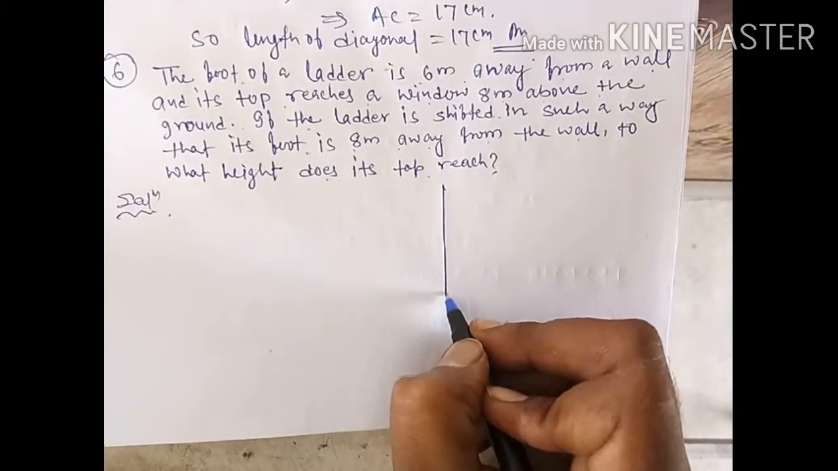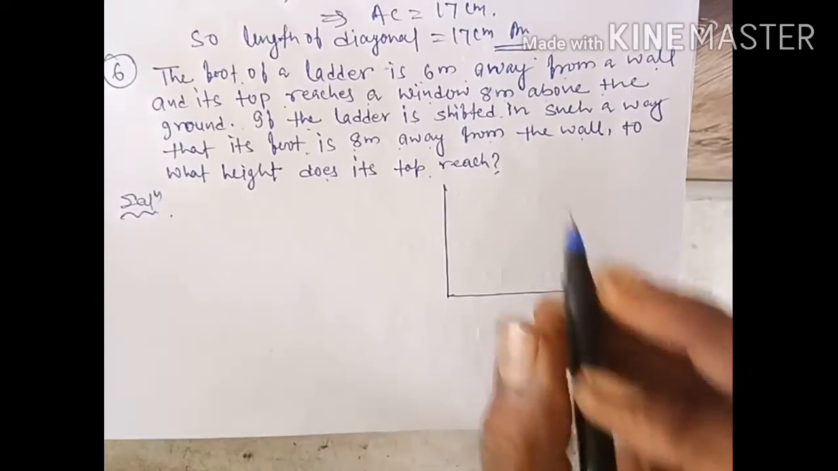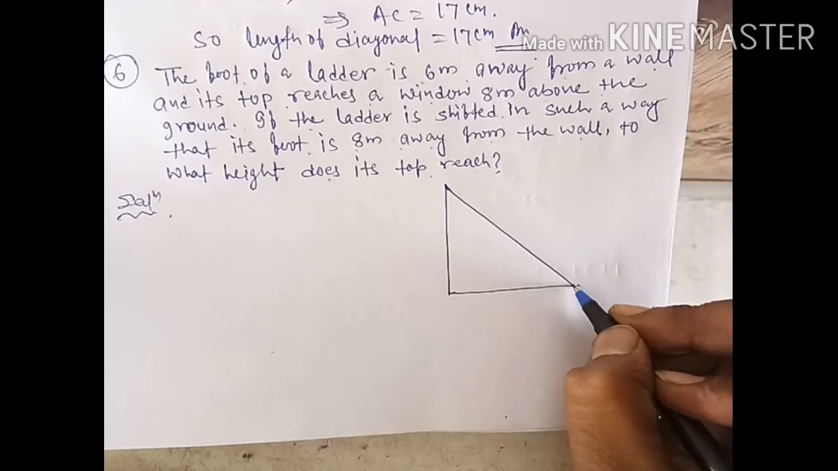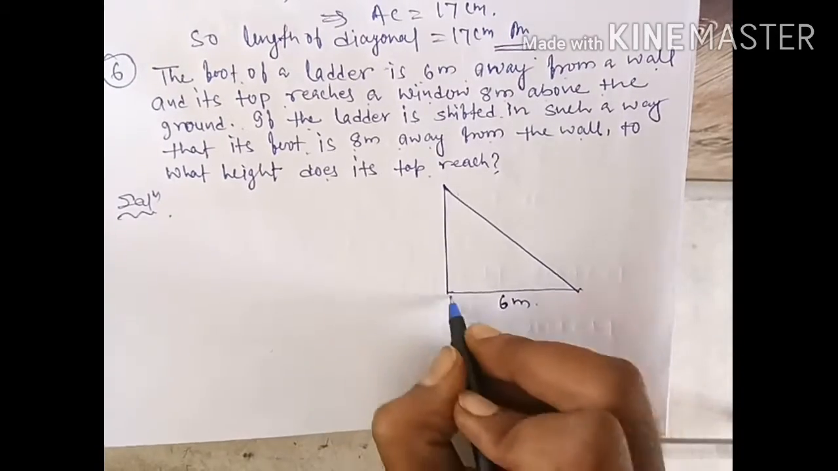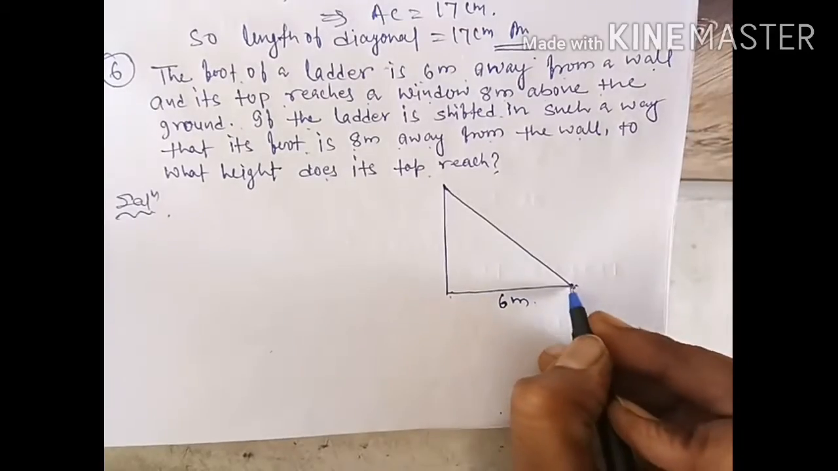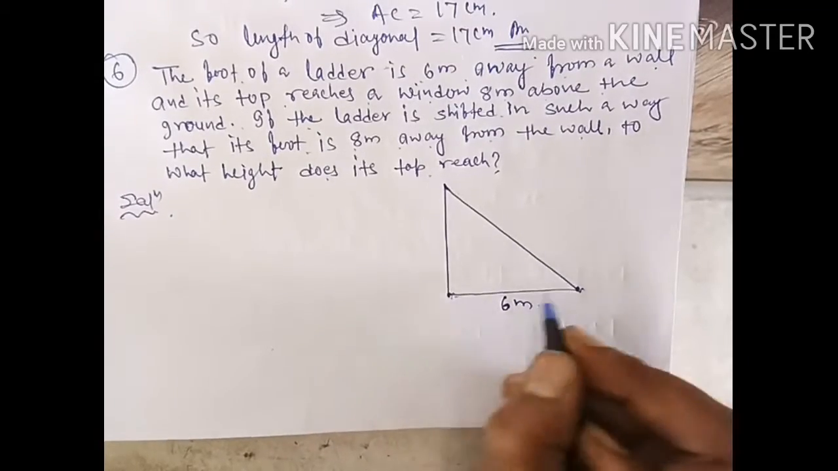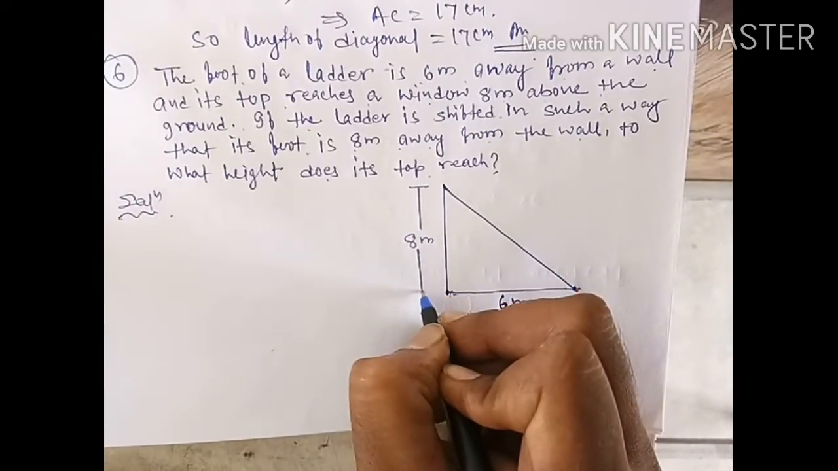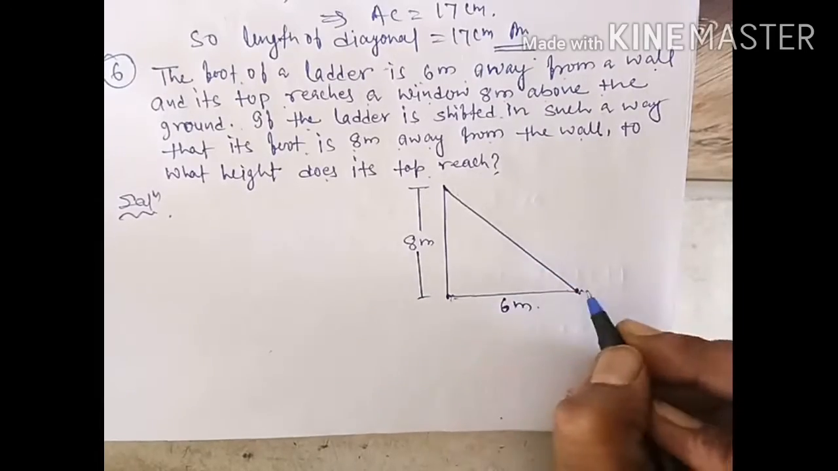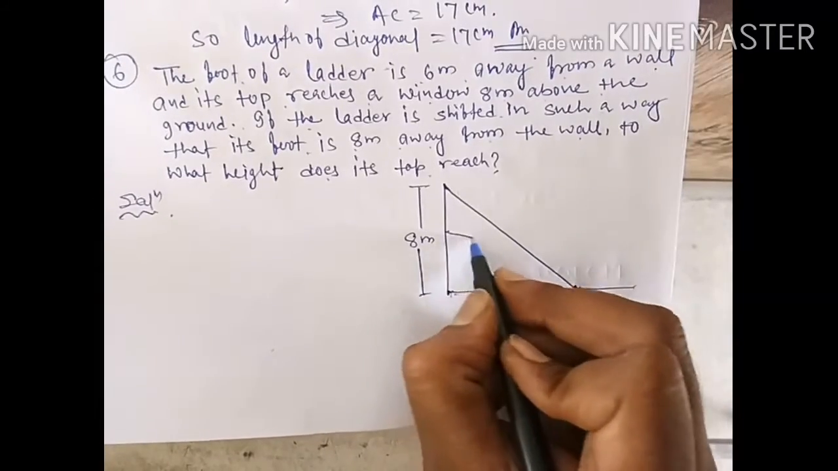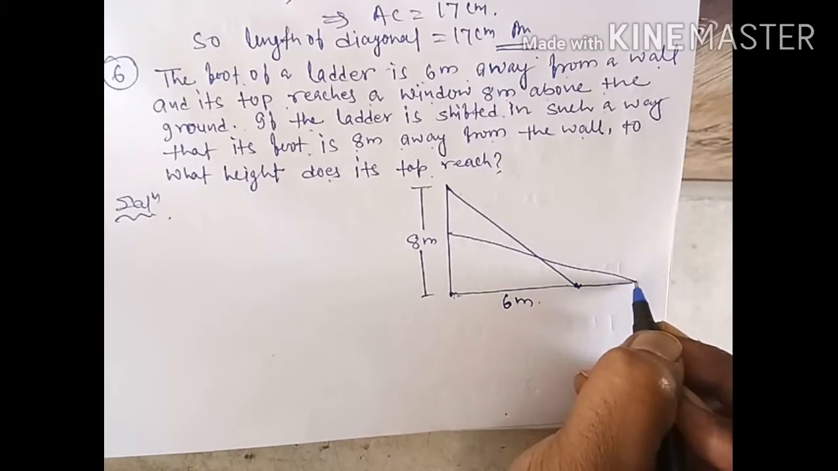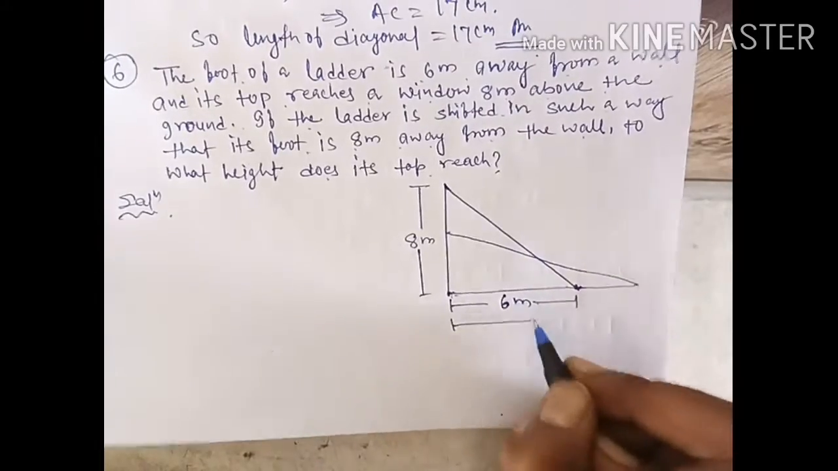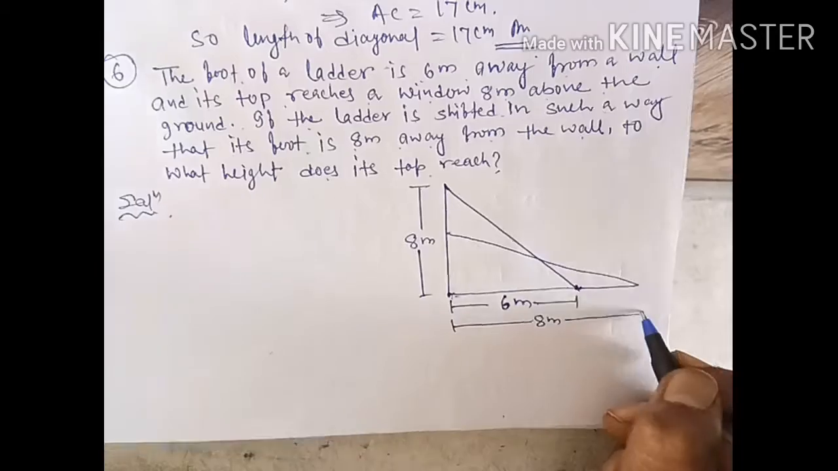First we make a wall and make a plane. Again, this is 6 meter away from the wall. It is given that the foot of the ladder is 6 meter away from the wall and the height is 8 meter. So this height is 8 meter. Again, the foot of the ladder is shifted in such a way that it is 8 meter away from the wall. It means this length is 8 meter from the wall.